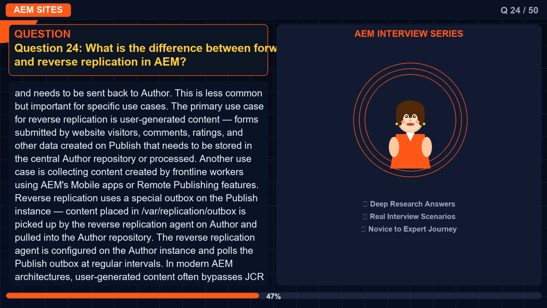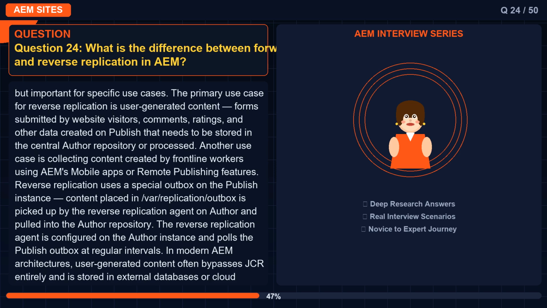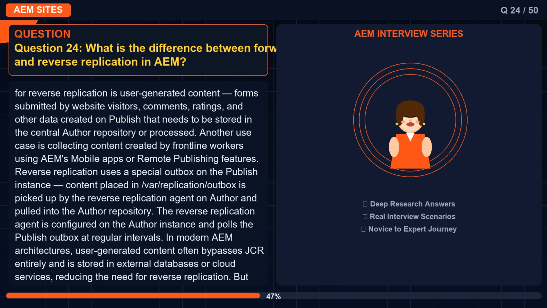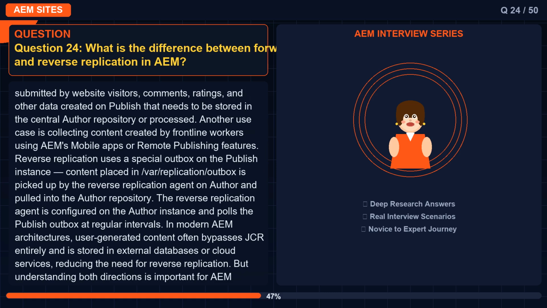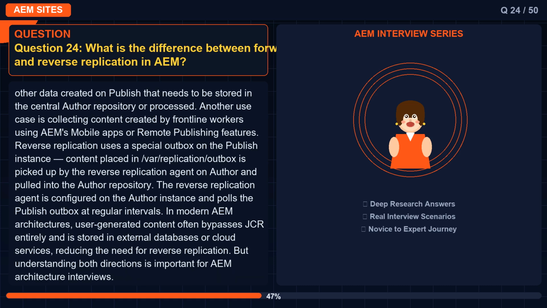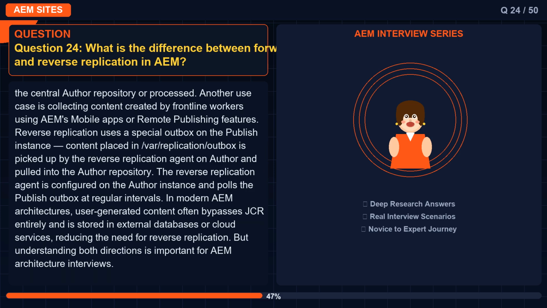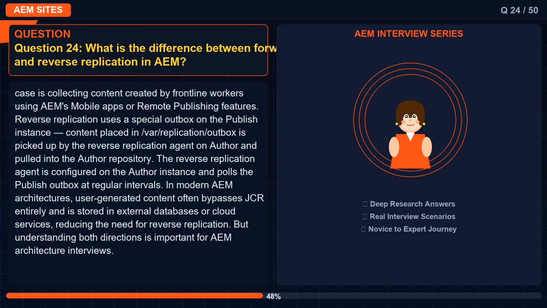Reverse replication uses a special outbox on the publish instance. Content placed in /var/replication/outbox is picked up by the reverse replication agent on author and pulled into the author repository. The reverse replication agent is configured on the author instance and polls the publish outbox at regular intervals. In modern AEM architectures, user-generated content often bypasses JCR entirely and is stored in external databases or cloud services, reducing the need for reverse replication. But understanding both directions is important for AEM architecture interviews.